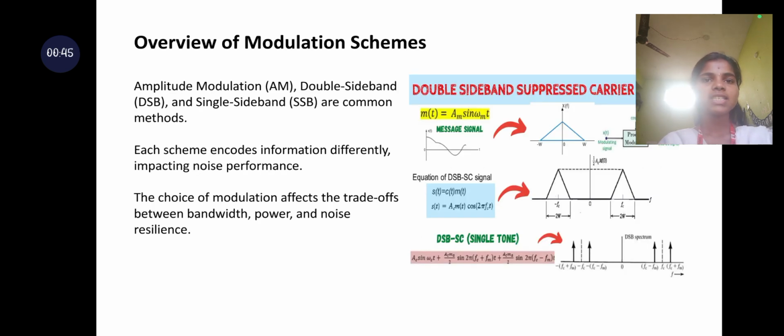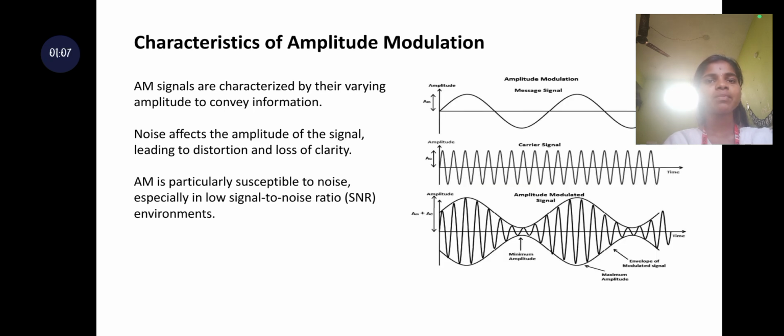Overview of modulation schemes. Amplitude modulation, double sideband and single sideband modulation are common methods. Each scheme encodes information differently, impacting noise performance. The choice of modulation affects the trade-offs between bandwidth, power and noise resilience.